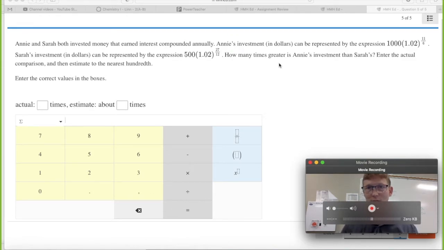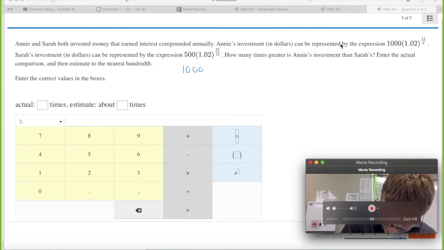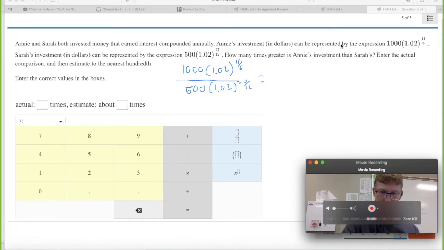than Sarah's investment. So to find that, we are going to take a ratio. So it's Annie's to Sarah's. Annie's investment is 1,000 times 1.02 to the power of 11 over 6, over 500 times 1.02 to the power of 27 over 12. Okay, so right off the bat, I'm going to simplify this and that.